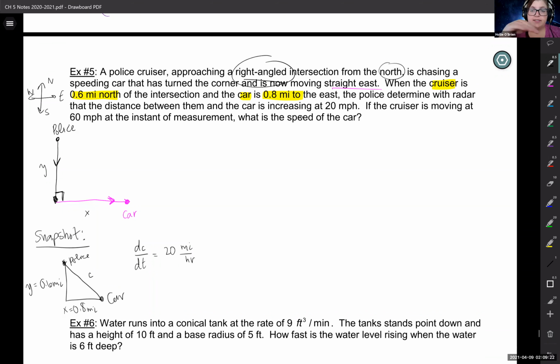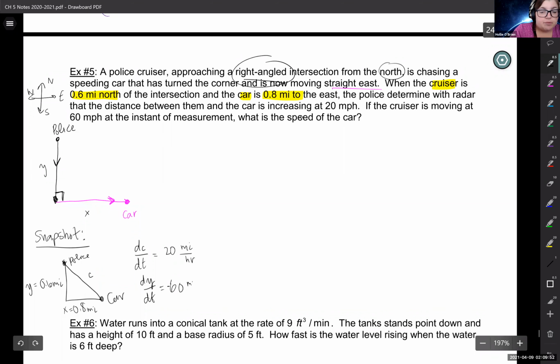So I'm going sentence by sentence, listing out every single thing told to us. This is a lot of information. And last, if the cruiser is moving 60 miles an hour at the instant of measurement, what is the speed of the car? The cruiser is going 60 miles an hour. We know the cruiser is coming from the north, so in terms of Y, it's going in the negative direction. Our rate of change of the cruiser is negative 60 miles an hour.